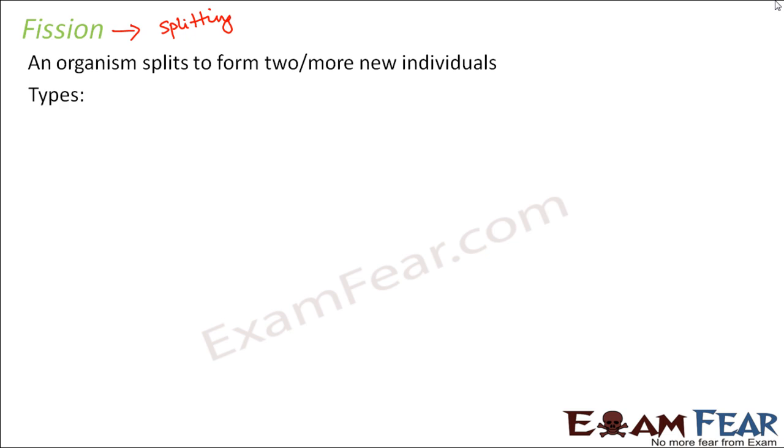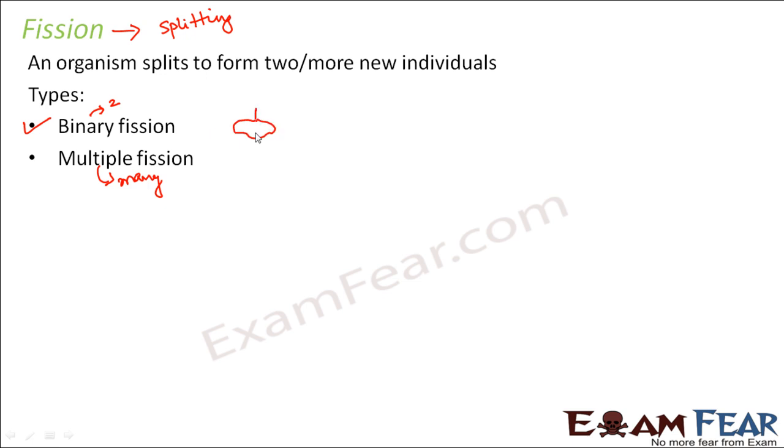Fission can be of two types, that is binary fission and multiple fission. The term binary means two and the term multiple means many. I think now I do not need to explain what binary fission and multiple fission are. Binary fission means the organism splits into two halves. Let us say this is the organism, it splits into two halves like this. That is called binary fission. And if an organism splits into multiple halves, into many halves, that is called multiple fission.